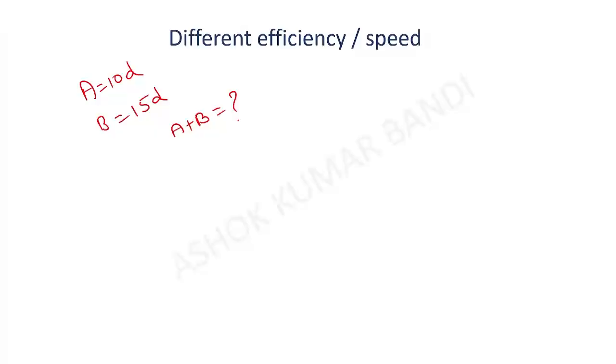In these kinds of problems, each and every person involved is going to have a different speed. That's why we call these problems different efficiency or speed problems. We are already done with the intro in part 1, so we are directly diving into the problems now. So let's get started.